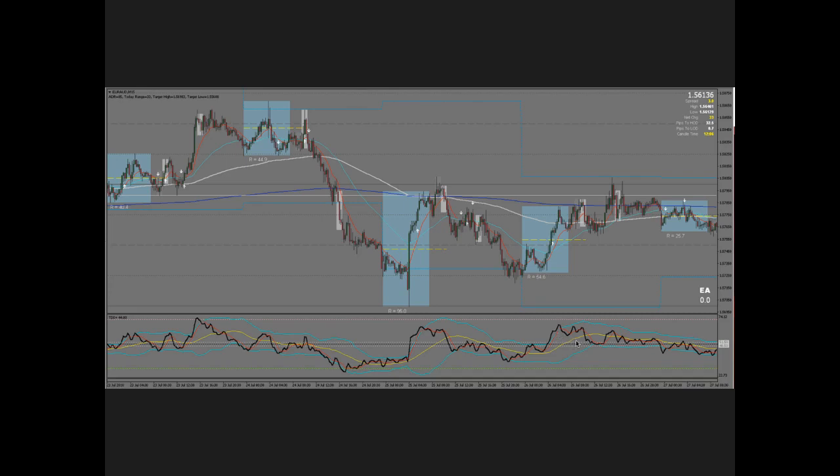Okay. Next, we have a shark fin at the extreme, right here. This one at the extreme did not close.